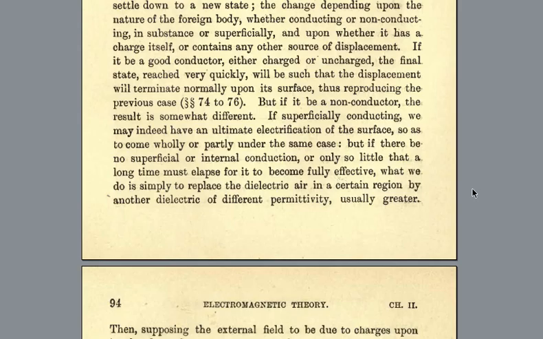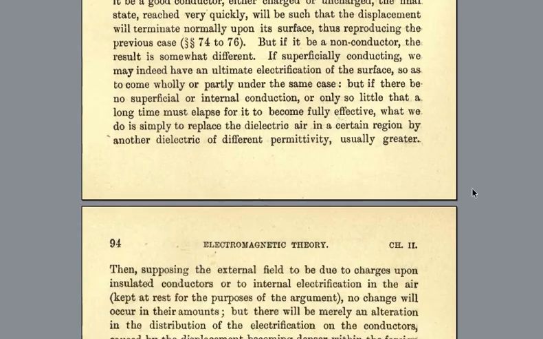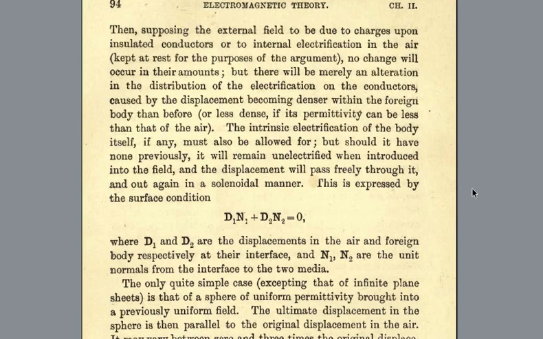What we do is simply to replace the dielectric air in a certain region by another dielectric of different permittivity, usually greater. Then supposing the external field to be due to charges upon insulated conductors or to internal electrification in the air, no change will occur in their amounts, but there will be merely an alteration in the distribution of the electrification on the conductors, like current caused by the displacement becoming denser within the foreign body than before, or less dense if its permittivity can be less than that of the air.